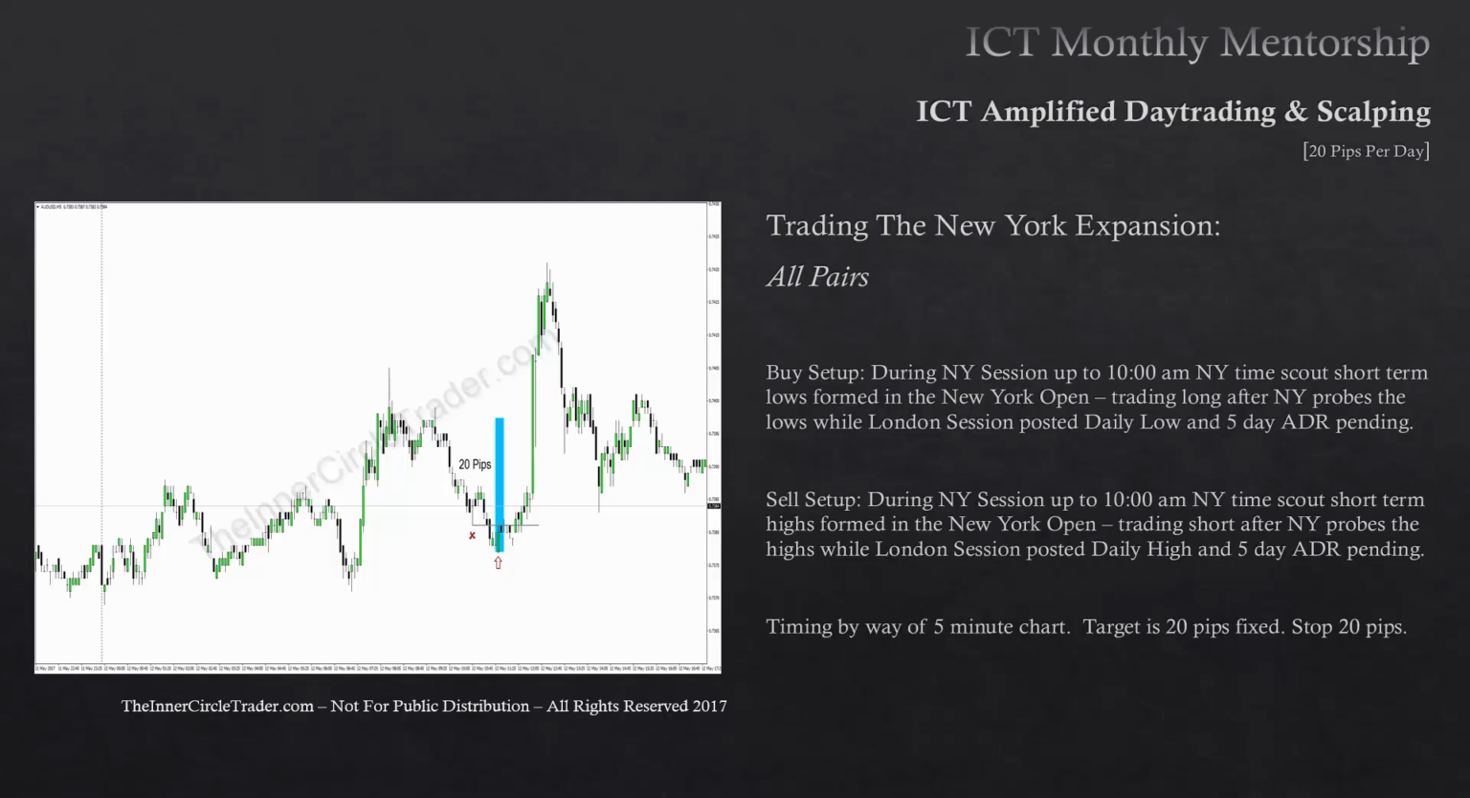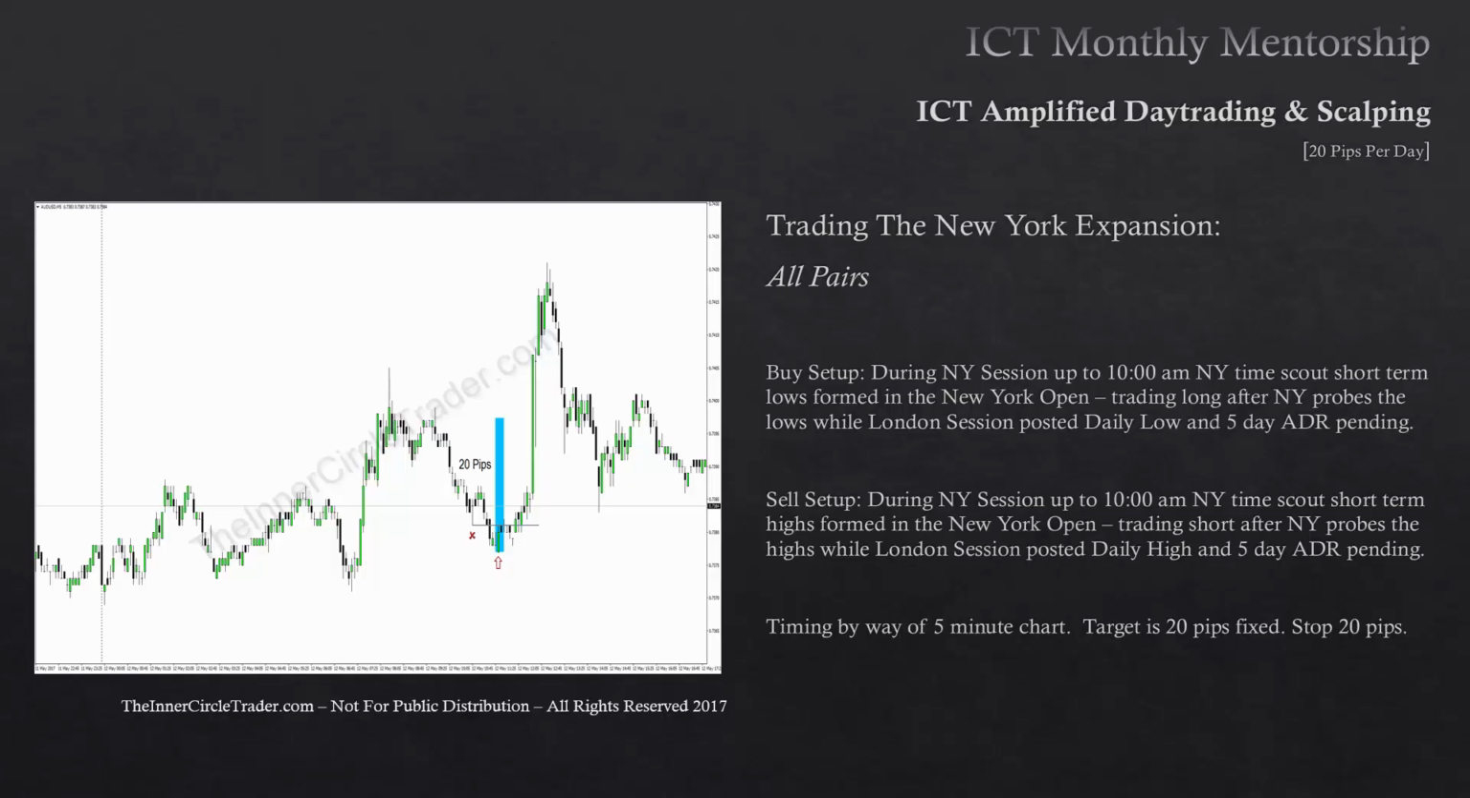The sell setup is just the opposite. During New York session up to 10 a.m. New York time, we're going to be scalping short-term highs formed in the New York Open session, trading short after New York probes the highs while London session posted a daily high, and the 5-day average daily range for that particular day is yet to be fulfilled or pending. Again, the same scenario here, just reversed.